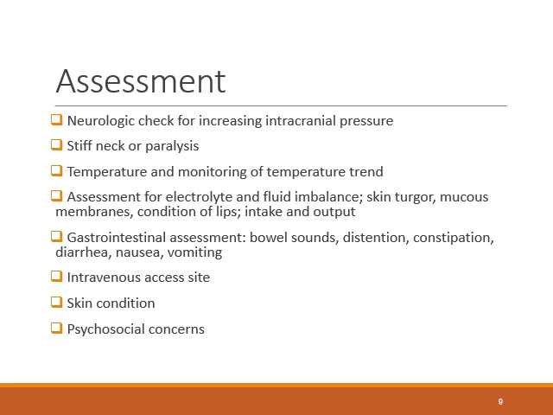Additional assessments that we need to look at are neuro checks for increased intracranial pressure on both of those. Stiff neck or paralysis. Watch the temperature, monitor the temperature trends, and assess their fluid and electrolyte imbalance, skin, mucous membranes, and I&O. Check out their GI system: bowel movements, distension, constipation, nausea, vomiting. Once again, nausea and vomiting could be a result of increasing intracranial pressure.